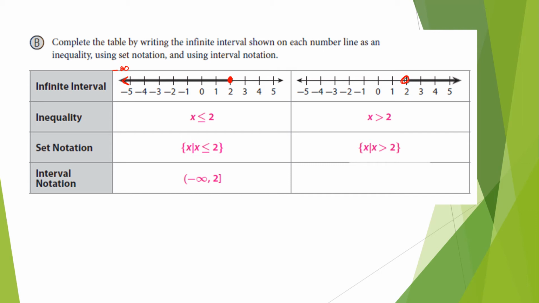The interval, the smallest point is 2, and the maximum point here is positive infinity because it's going to positive infinity. So it's 2 and positive infinity, and both are open, so they are curved.